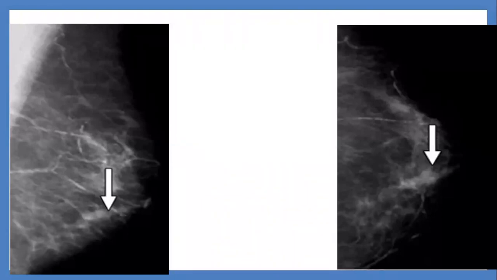So if it is one duct, how can we describe it? If it is a single dilated duct, it could be ductectasia.